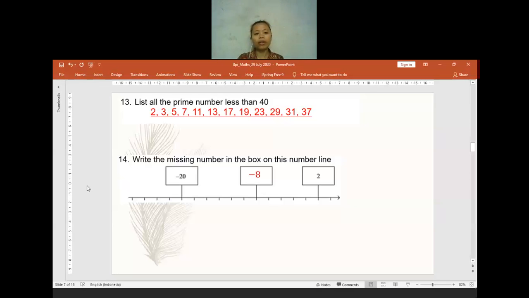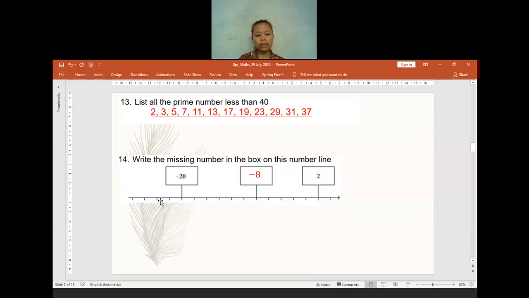So, is there anyone having a question about question 13? Or maybe I missed some numbers that I haven't put in my answer. You can tell me. Is there anyone? No question? Okay, if you have no question, I will continue to question 14.